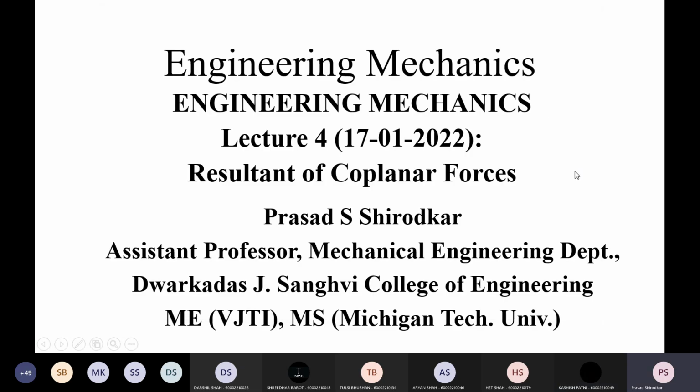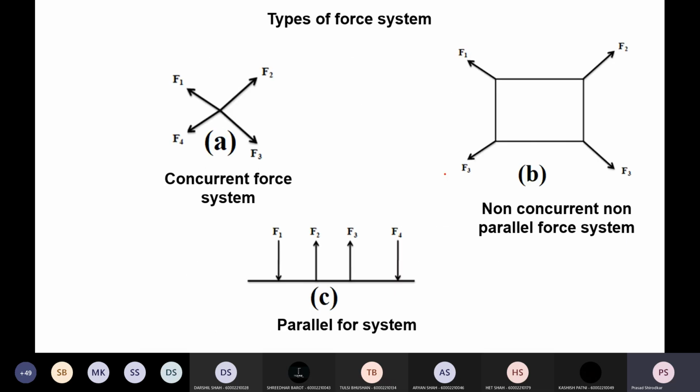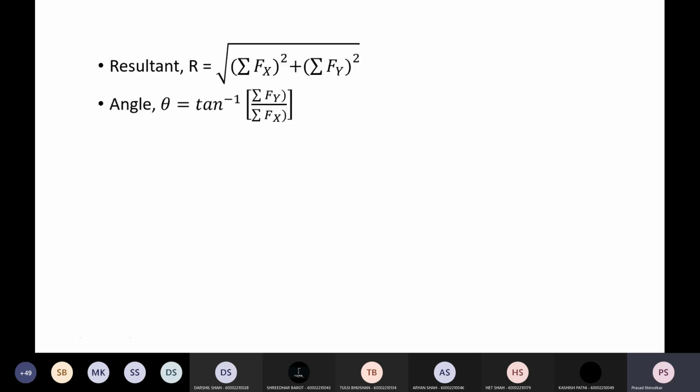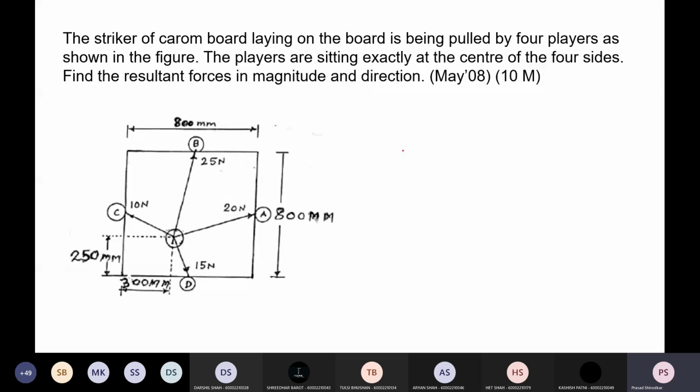So let's continue with concurrent force system, and we have started. We have derived the method to find out the resultant of the concurrent force system. So let's continue with the next example. So I will just read the question.